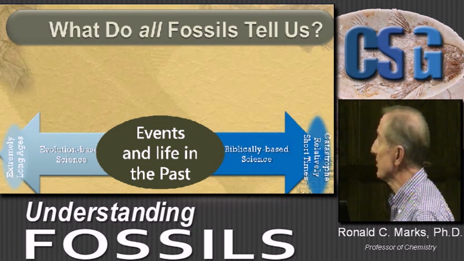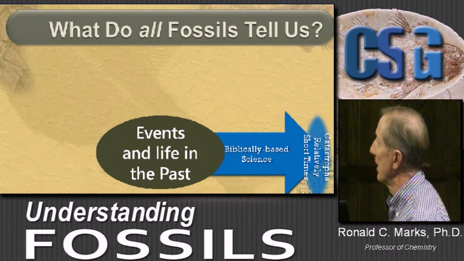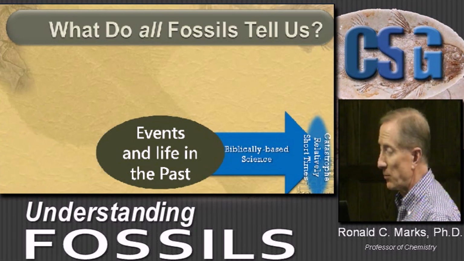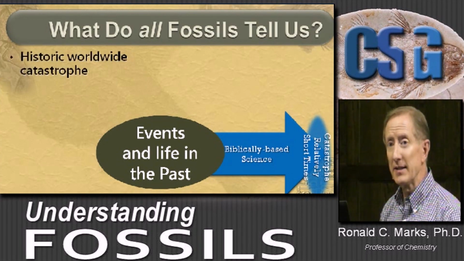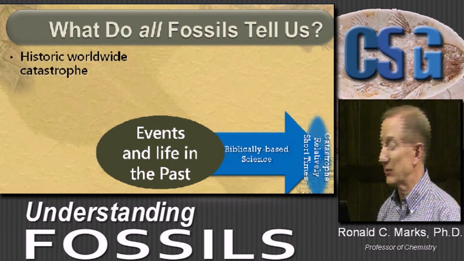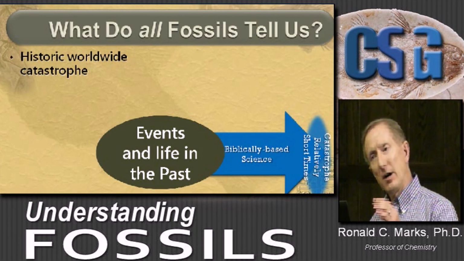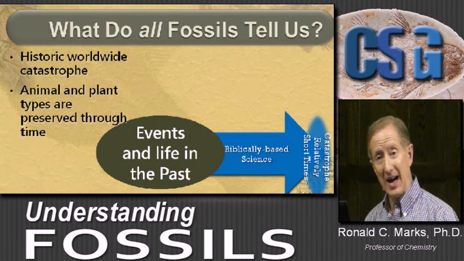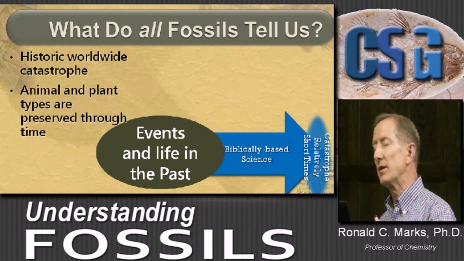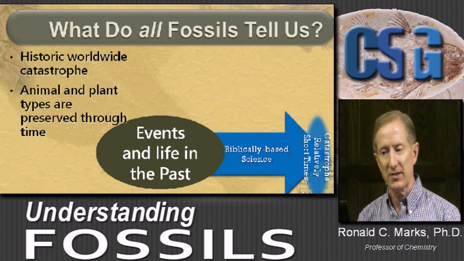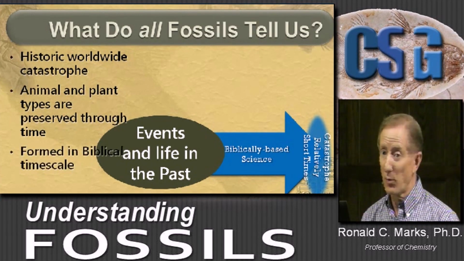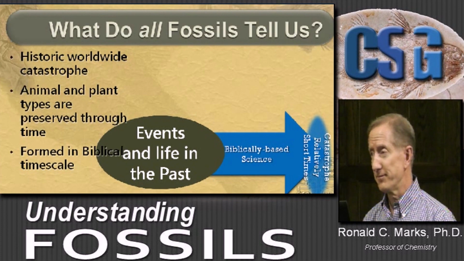So within this constraint of a biblically based science, the fossils tell us that there was a historic worldwide catastrophe. That's what we see, and that's what I'm going to show you this evening. We also see that animals and plant types are preserved through time. They don't evolve from one species into the next. And we also see that they were formed on a biblical time scale.